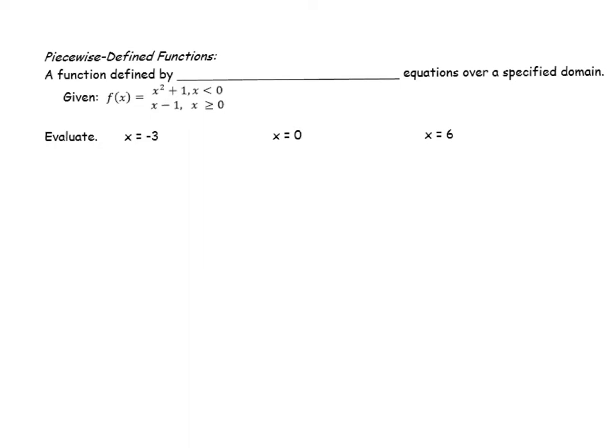Piecewise defined functions are functions defined by separate equations over specified domains. So what that means is you can have more than one formula for given values of x. It says given f of x equals x squared plus 1 when x is less than 0, and then x minus 1 when x is greater than 0.